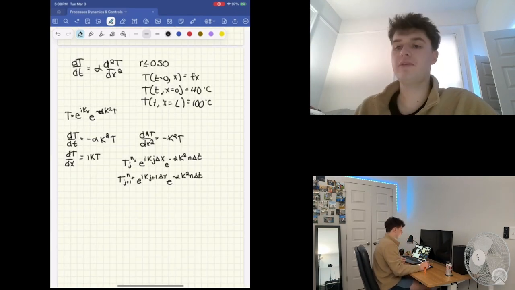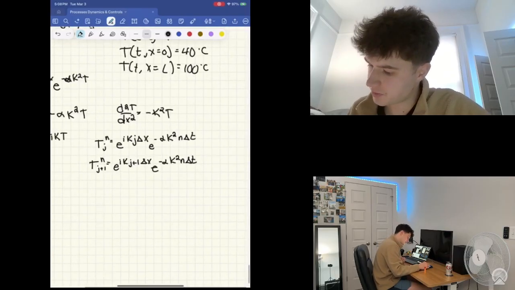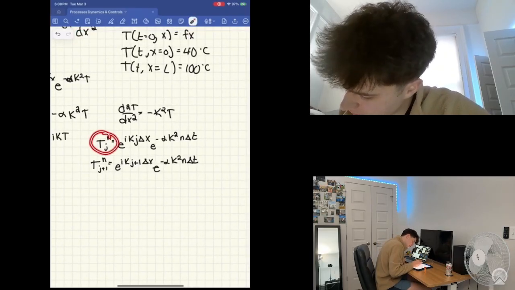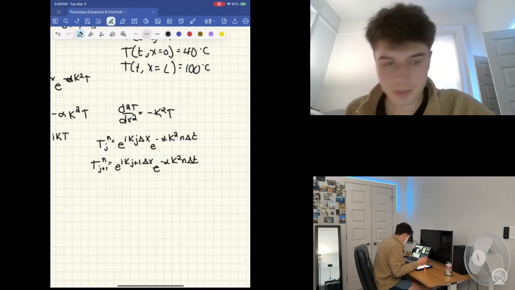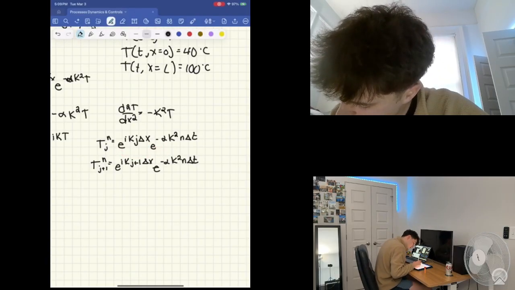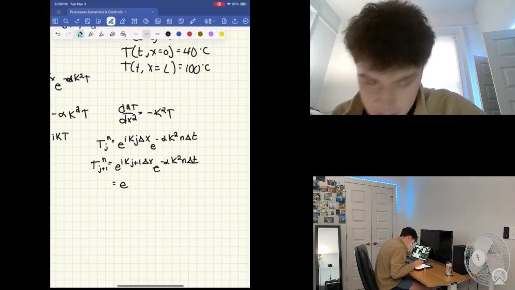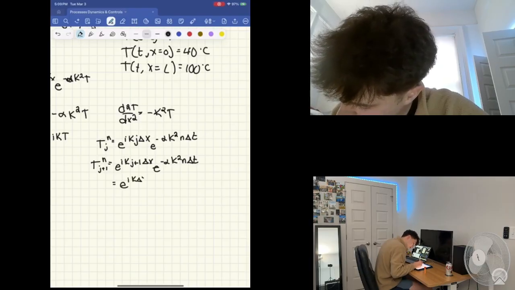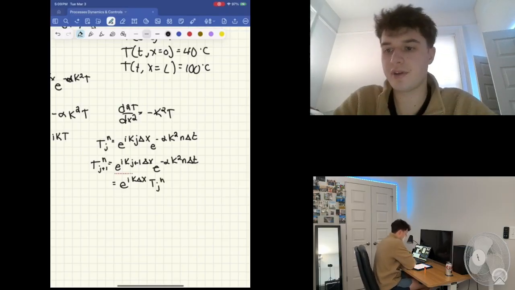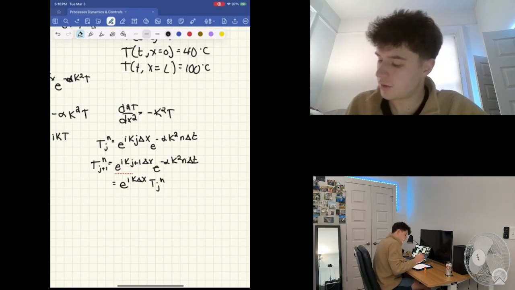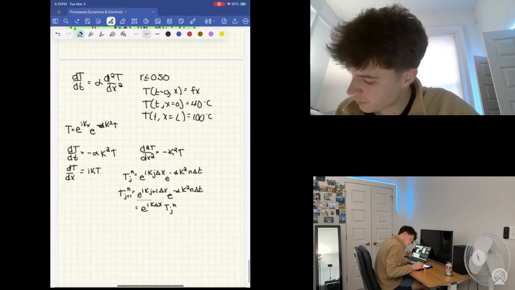So now before we find our bounds for r, we're going to substitute this in, and as you can see, this is equal to this. So the final step of this is going to be equals e to the i k delta x times T j n. And now we're able to find our r bounds.